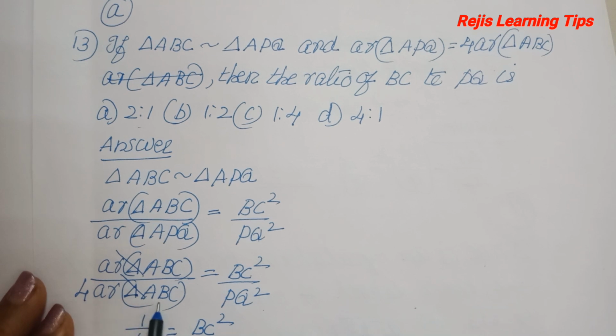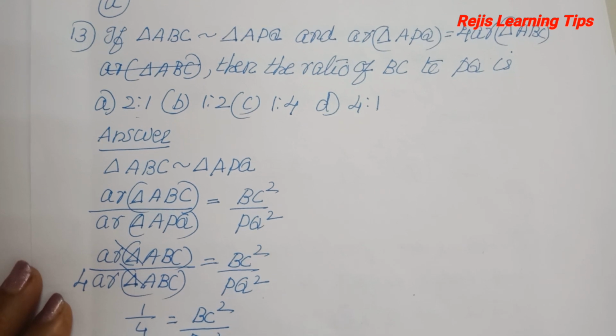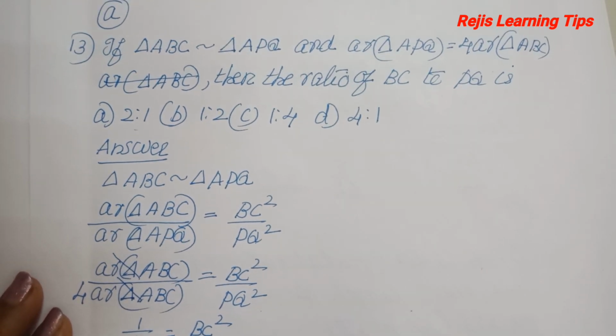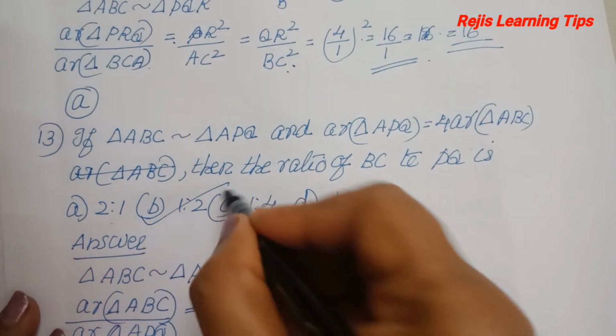So we write 4 times the area of triangle ABC, that is equal to BC square by PQ square. We can cancel these two. Then we will get 1/4 is equal to BC square by PQ square. So BC by PQ is equal to 1/2. So our option is B, 1:2.